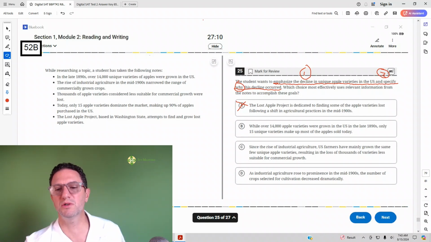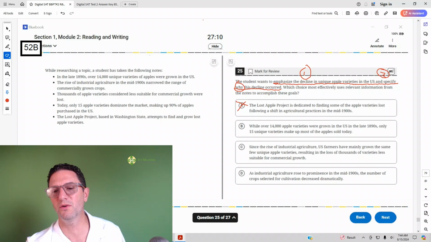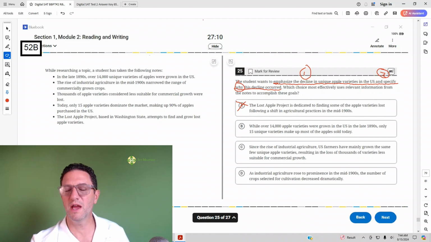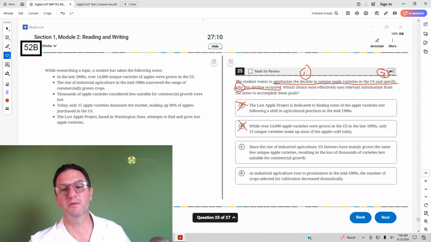Answer choice B: while over 14,000 apple varieties were grown in the U.S. in the late 1890s, only 15 unique varieties make up most of the apples sold today. Now, that does talk about the decline in unique apple varieties, but it does not specify why the decline occurred. So I'm thinking that answer choice B is the most attractive wrong answer. If you're watching this video, you probably chose that.